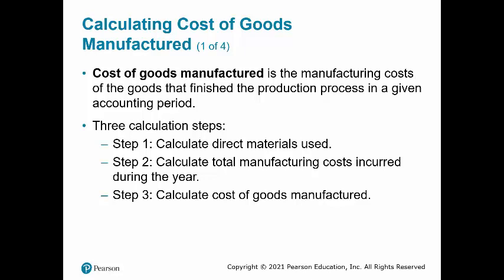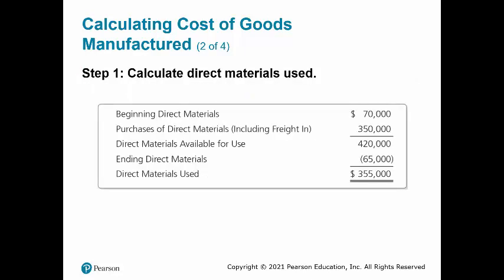First, we would calculate the direct materials used. We would use that information to calculate total manufacturing cost incurred during the year, and then use that information to calculate cost of goods manufactured. This slide shows step 1, calculating direct materials used.